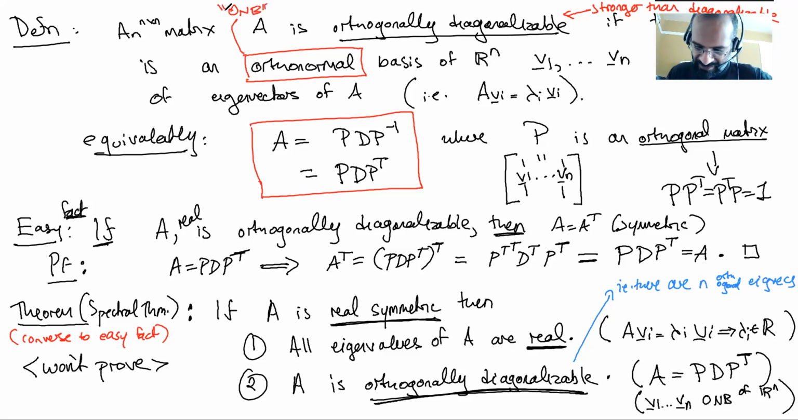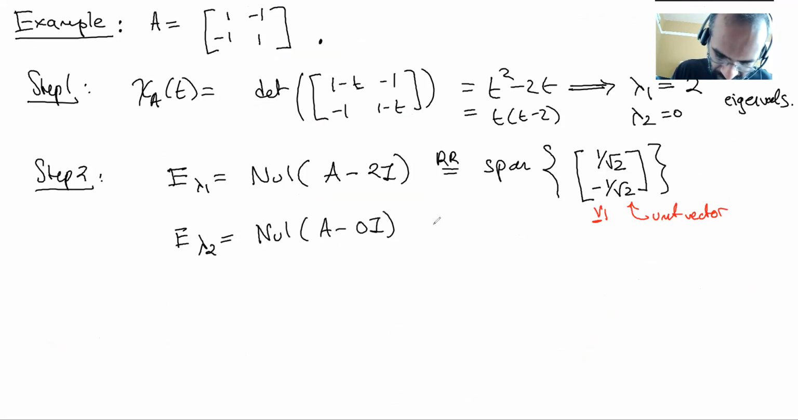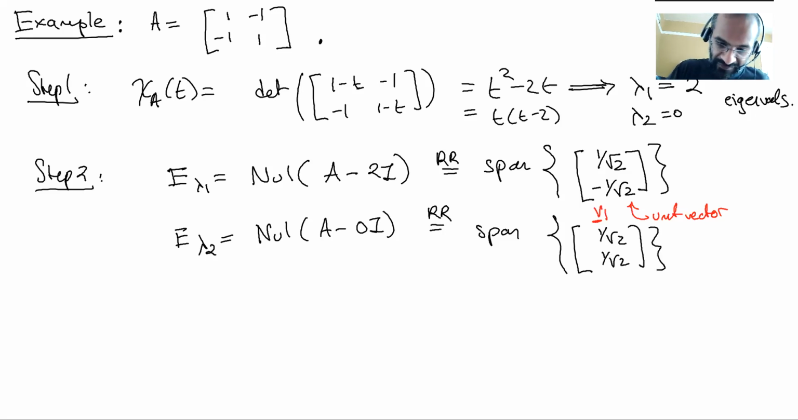The spectral theorem says that there's an orthonormal basis, which I'm going to write in short form as ONB, of eigenvectors. So to see that, I'm just going to normalize all the eigenvectors that I find by scaling them to be unit vectors. That's why I have a unit vector here. Let's call this vector V1. The other eigenspace is the null space of A minus 0 times the identity. If you do row reduction, you get that this is the span of 1 over root 2, 1 over root 2. Again, it's a unit vector. Let's call this V2.